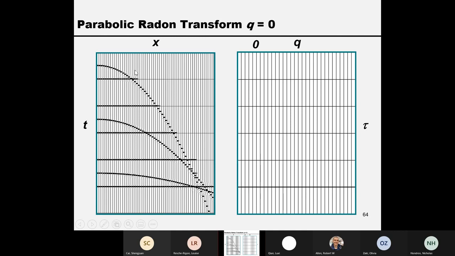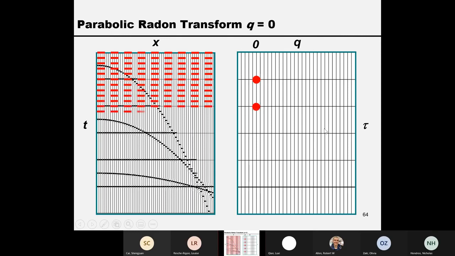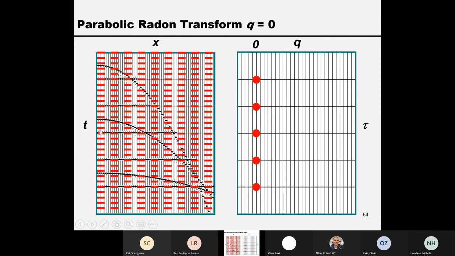Let me show you how to implement it. We know this time-X domain data, right? For this one, the curvature is 0, and the tau here is here. The vertical axis, intercept time, is tau. You have a dot here, and here you have also another one. So after NMO, your primary energy is concentrated around Q equals 0 because it's almost flat. The curvature is 0. Curvature means 1 over the radius of a curve, right?